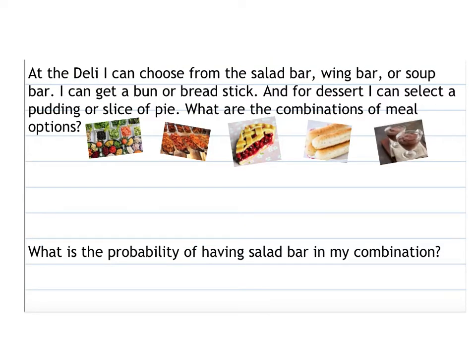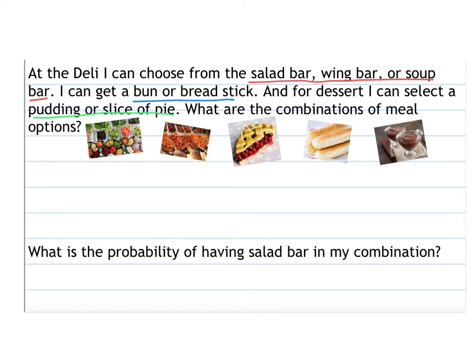All right, another one we're going to make tree diagrams for. At the deli, I can choose from the salad bar, wing bar, or soup bar. I can get a bun or a breadstick. And then for dessert, I can select pudding or a slice of pie. And then what are all of the combinations of meal options and how many outcomes are there? So looks like now we get 3 things that we're choosing from. We can choose salad, wing, or soup bar. And then the next thing would be choosing bun or bread stick. And then for dessert, we either get pudding or a slice of pie.